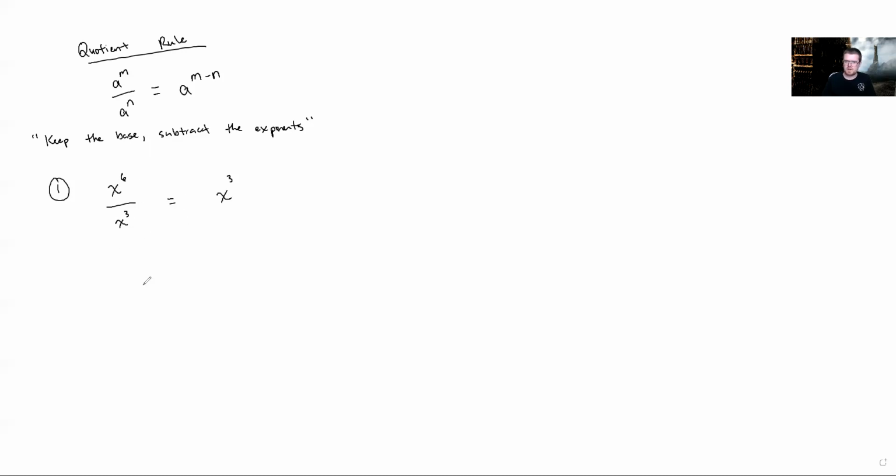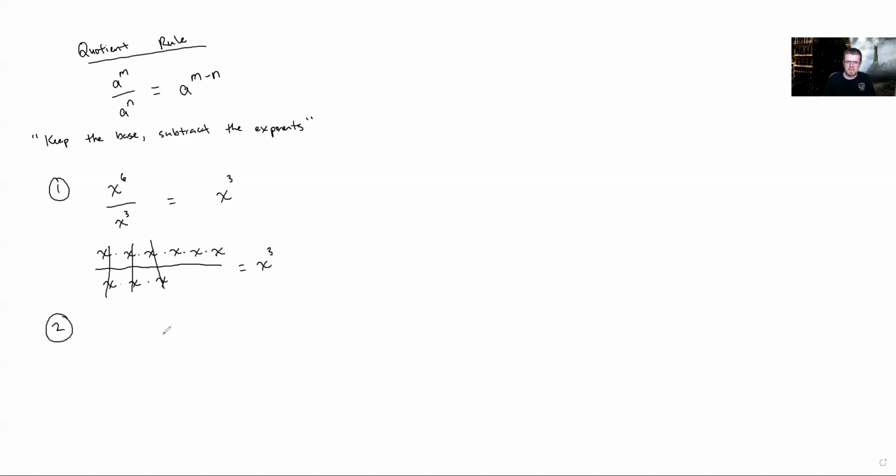Now here, just like we did with 9.2, if I forget the rule, there is a way to solve this by writing out the expanded form. x to the 6th would imply that I'm doing x times itself 6 times. x cubed is x times itself 3 times. We can cancel out 3 pairs of x's, which leaves me with 3 x's on top, or x cubed. So as always, there's more than one way to do this.